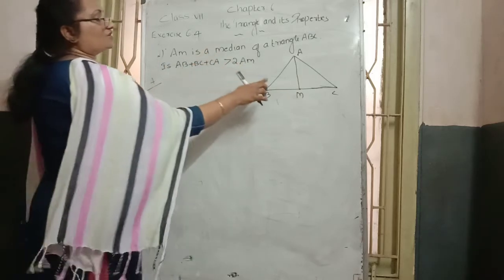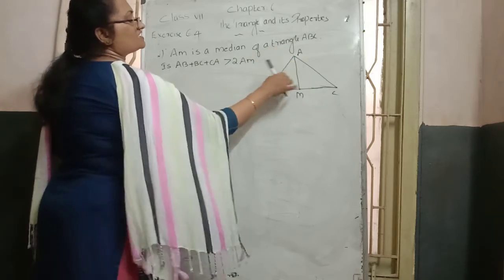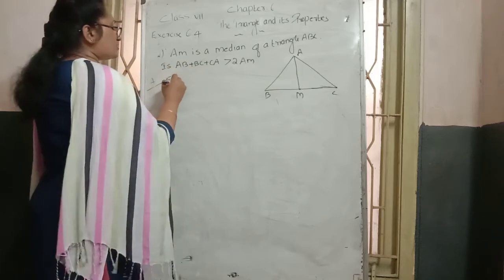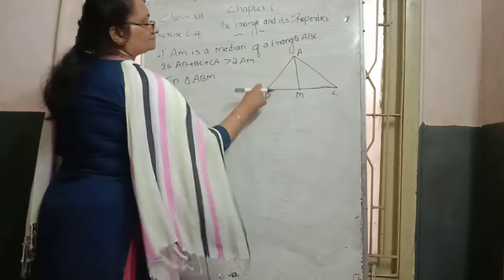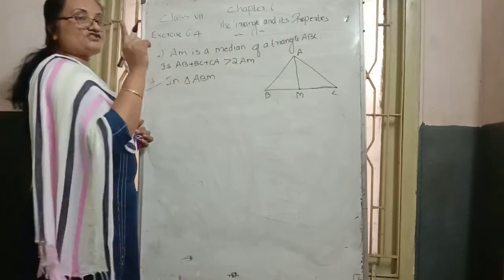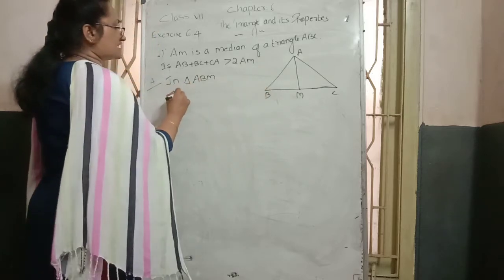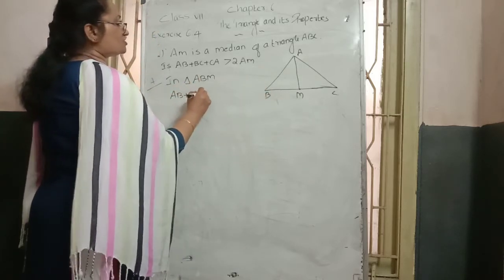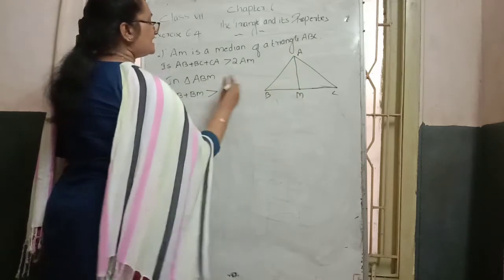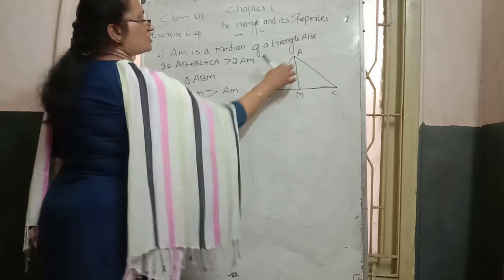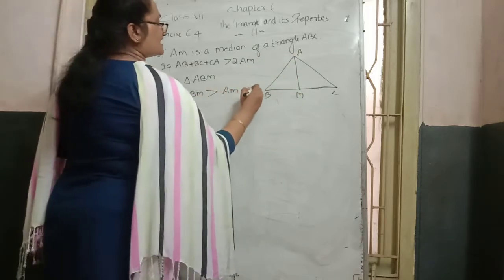First, which triangle are we going to take? The median AM divides triangle ABC into two triangles. First we consider the left side triangle, that is triangle ABM. Which property? Sum of two sides. Which are the two sides we consider? AB plus BM. That is greater than our third side, AM, the third side of triangle ABM. We mark it as equation 1.